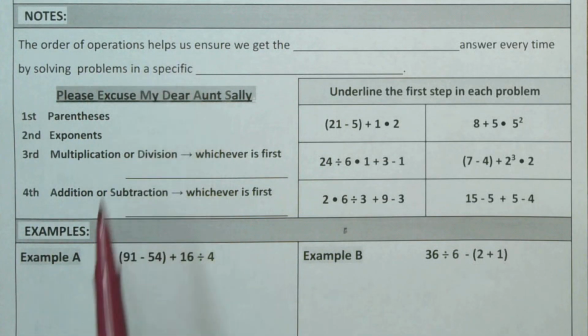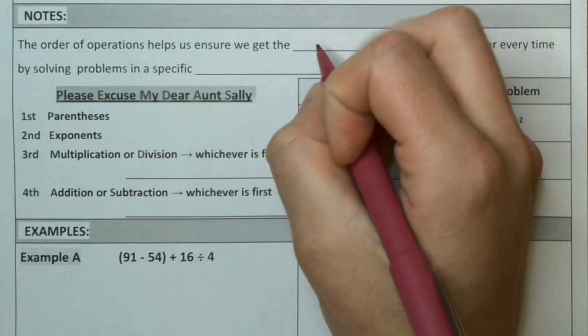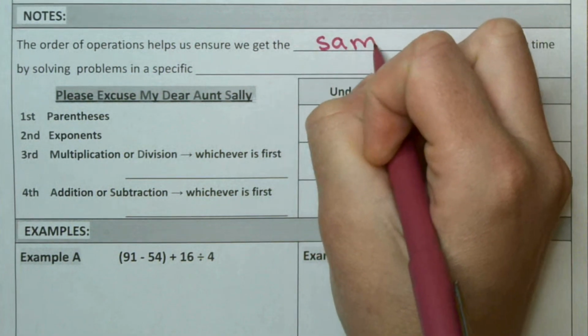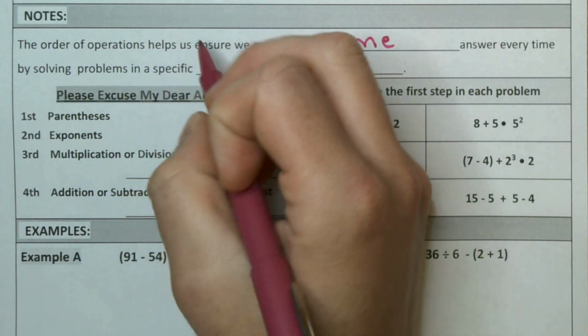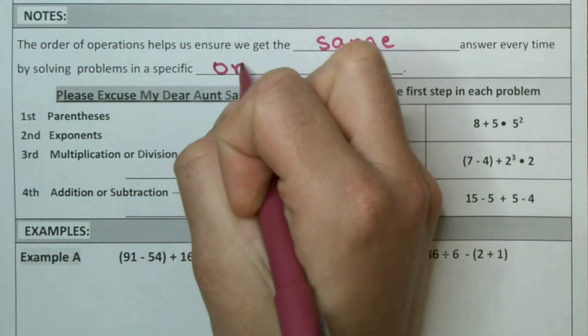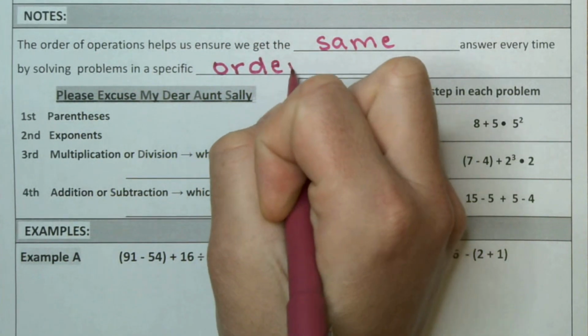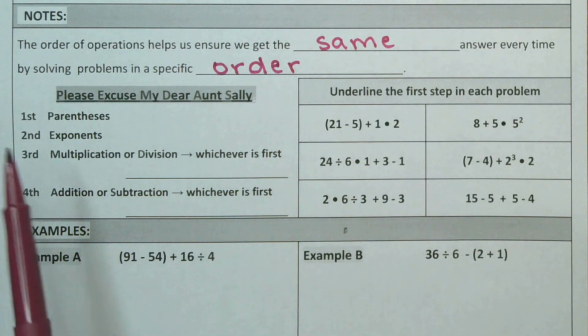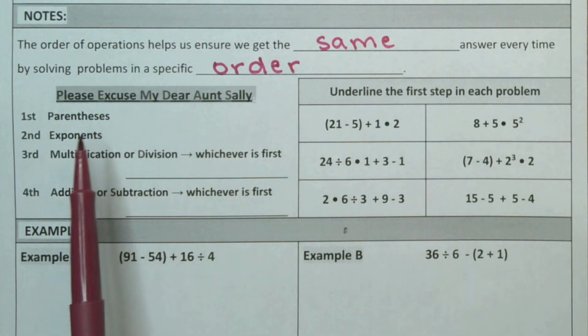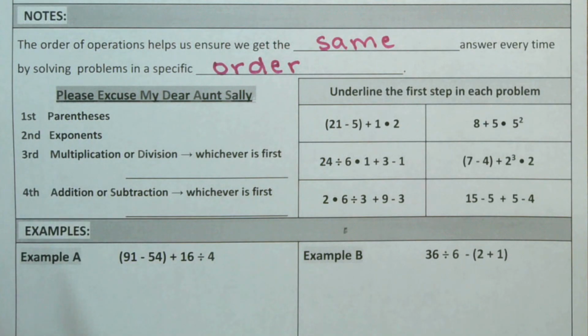The order of operations helps us ensure we get the same answer every time by solving problems in a specific order. Make sure you're writing with me. The way we can remember this order is, please excuse my dear Aunt Sally. If you ask your parents, they likely learned it that way as well.